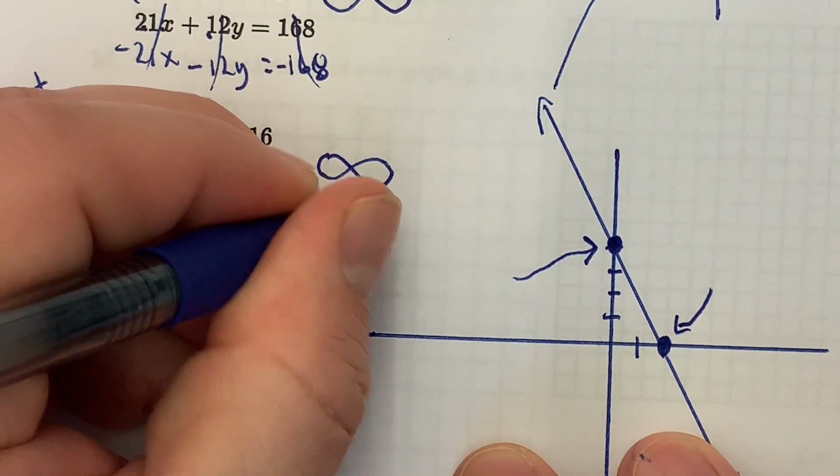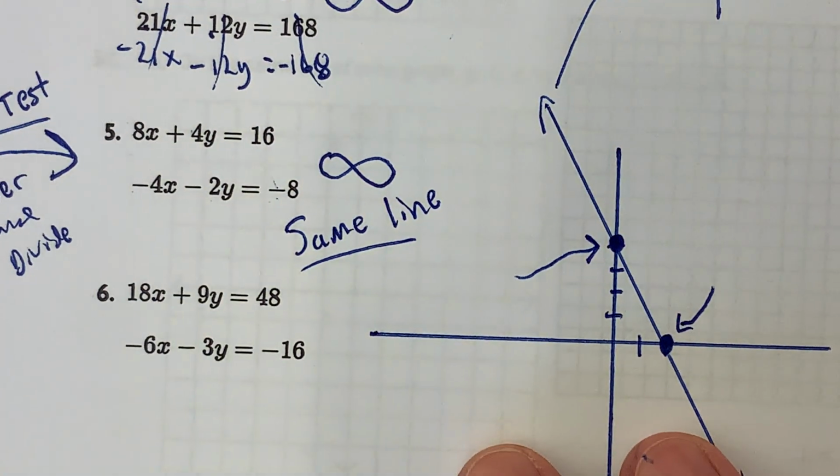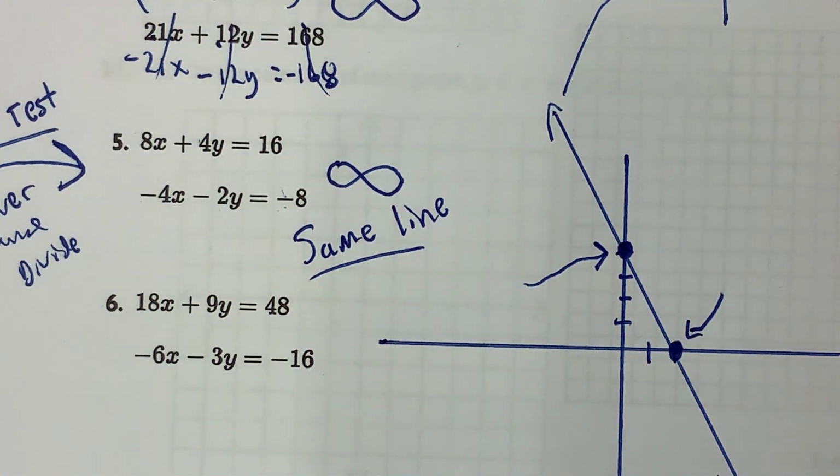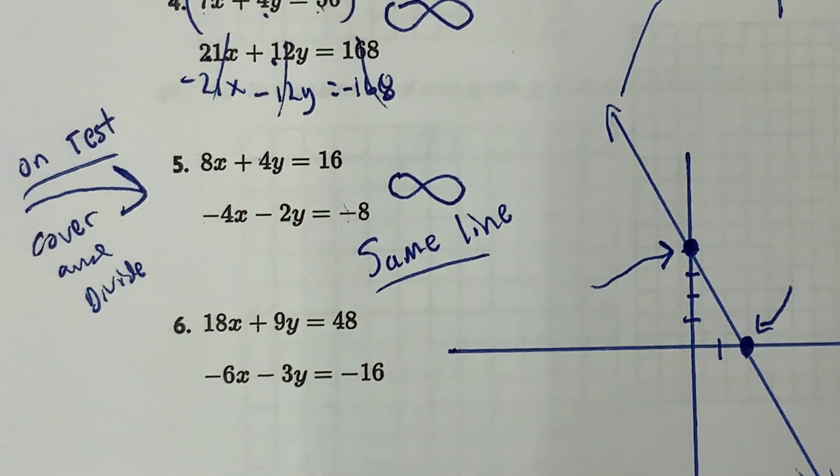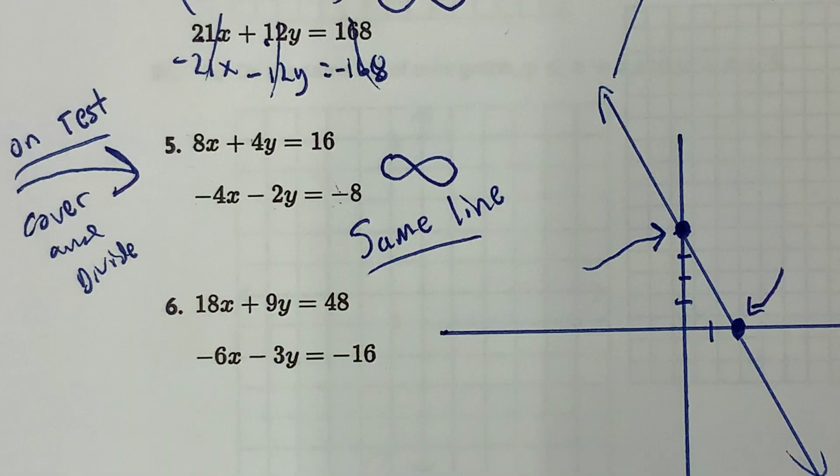It's the same line. And if you're graphing something that's identical, the answer is infinite. It's infinite solutions. It's infinity. Okay, so that's on your test. I want you to be aware of that. I hope you get this one right on your test.